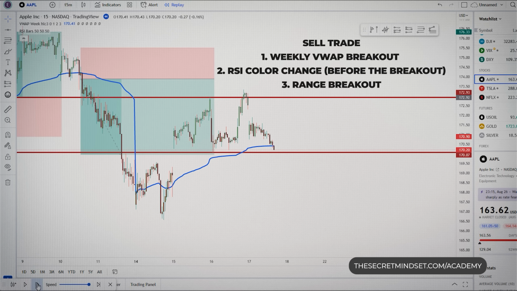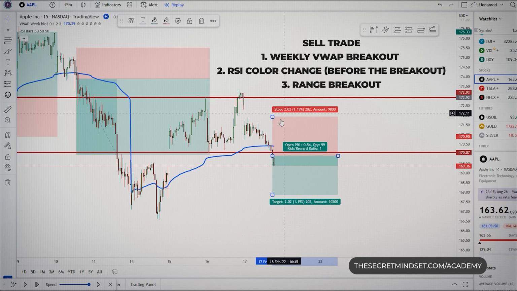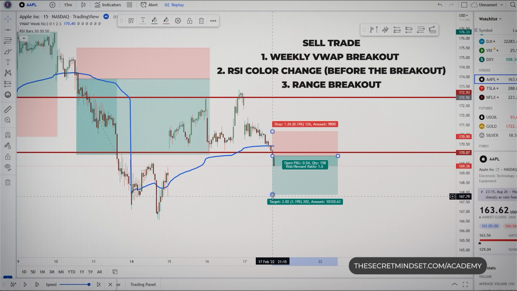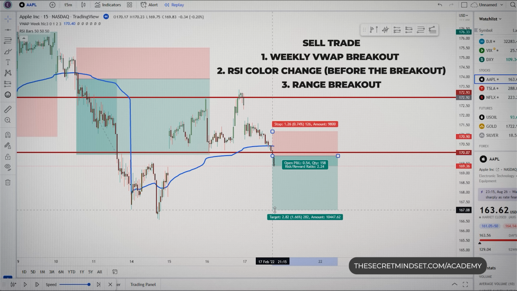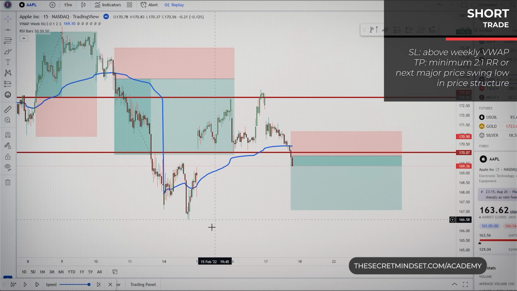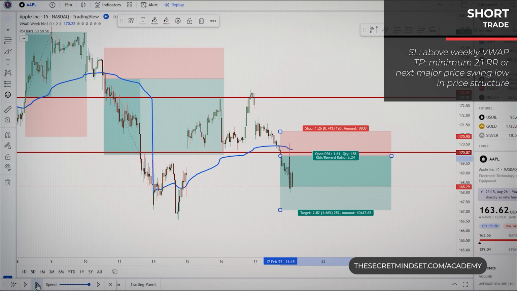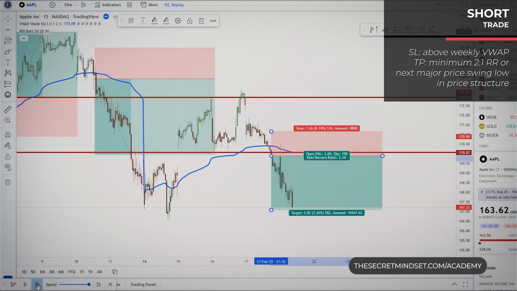Here's the signal. We have a breakout to the downside below the weekly VWAP, and the RSI candles are red. Now it's the time to enter a short trade. Stop goes above the VWAP line and will target the previous swing low, which offers a risk to reward ratio of 2.